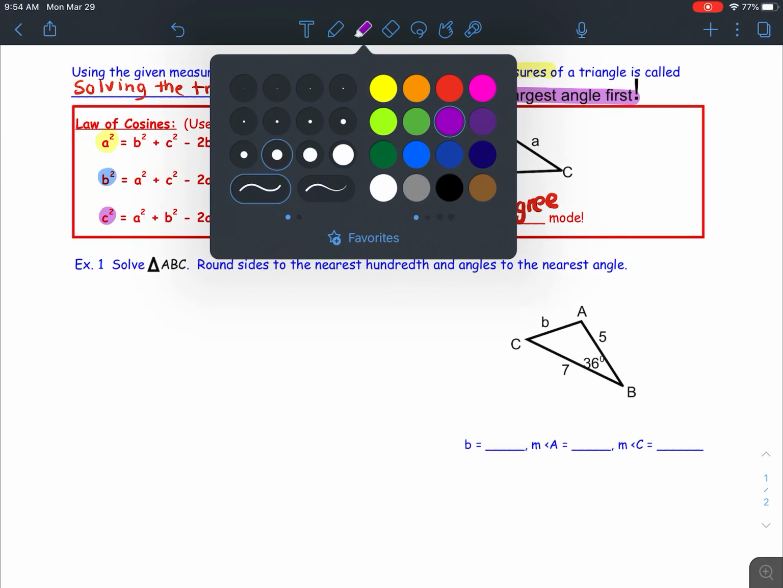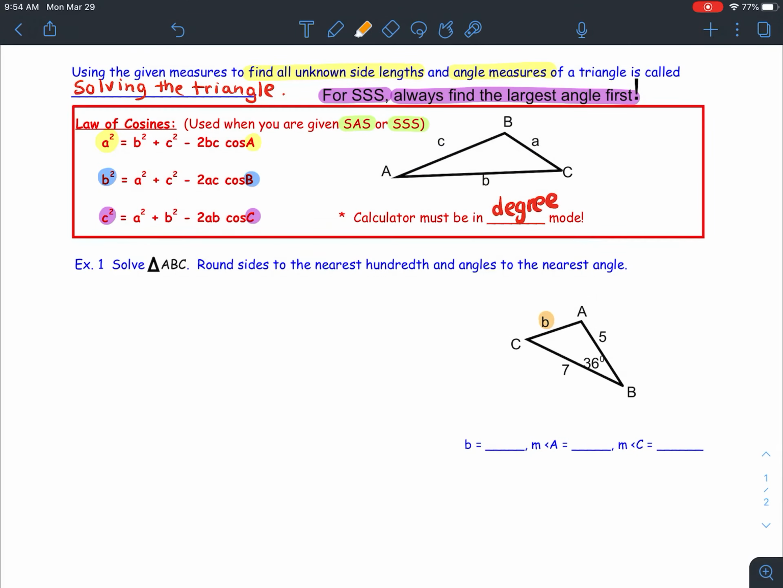And so that's what I'm going to focus on here. I'm going to find side B. Okay, so I'm going to focus on maybe using this version of the law of cosines. I'm just going to jot it down generically here first. B squared equals a squared plus c squared minus 2ac times cosine angle B.